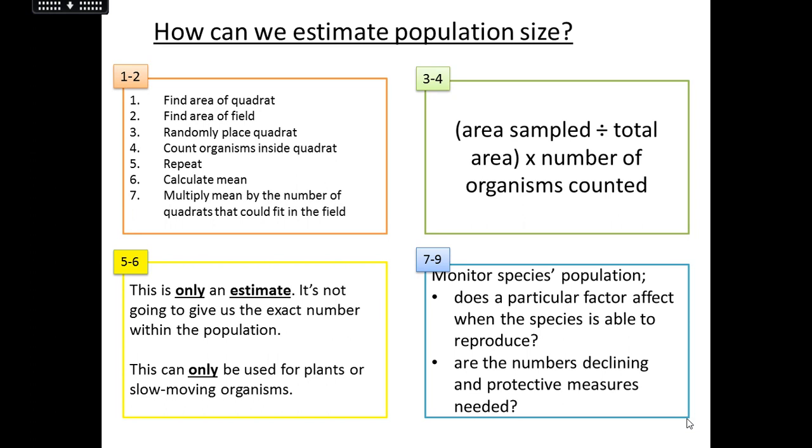Alternatively, it could be that we're trying to find out if something is actually causing a change in the population of a species. So, for example, you might want to look at whether the human activity across the field is affecting the grass coverage in the field. So you could maybe look at where you guys walk to go and find the gates on the field. Is that affecting where grass and daisies are able to live, for example?